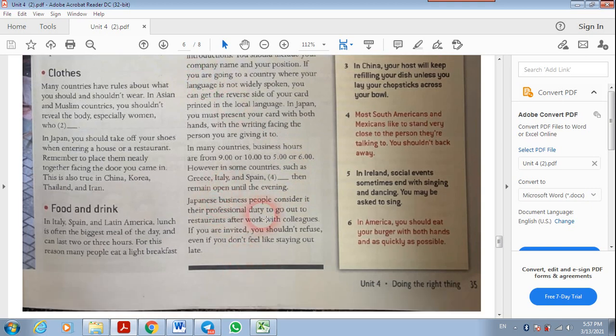The final paragraph. Japanese business people consider it their professional duty to go out to restaurants after work with colleagues. Business people in Japan, whether they are men or women, consider it their professional duty. They think that it is a duty for them. Duty means wajib. To do what? To go to restaurants after work with colleagues. يعتبرونه كأنه واجب أن يخرجوا إلى المطاعم بعد العمل مع زملائهم.